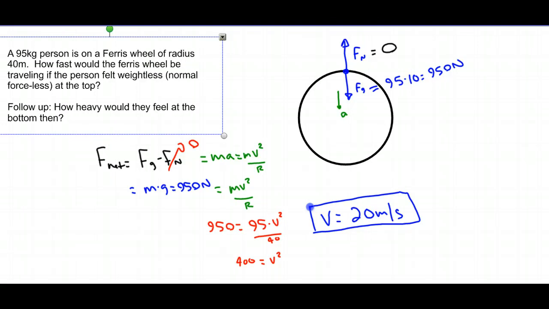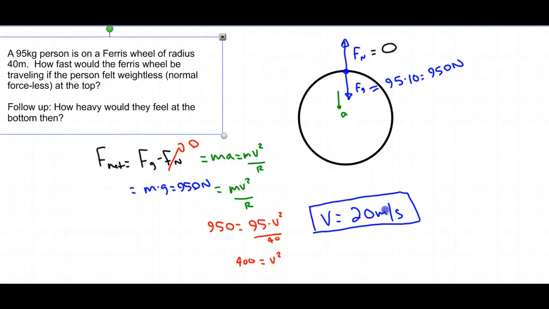That is incredibly fast. Now think about it like this. If we reduced the speed, we would be reducing the net force, right? Because our net force is equal to mv squared over r. So if we reduced our speed to lower than that, we would reduce our net force. The only way we can reduce our net force is by increasing our normal force. So this is the absolute fastest we can go without flying off, because our gravitational force can only be 950 newtons.